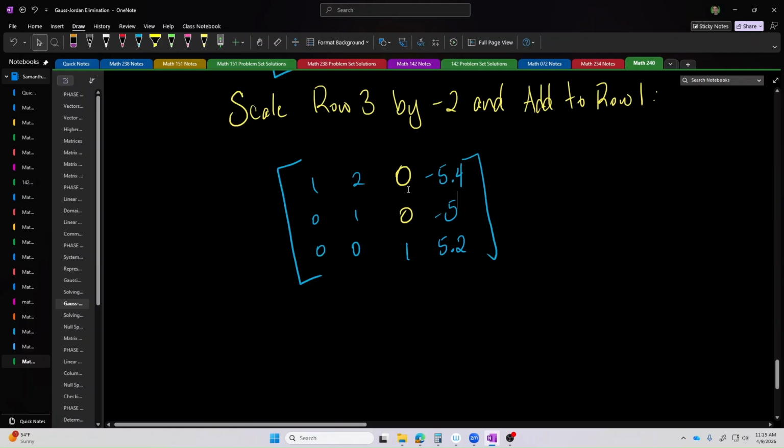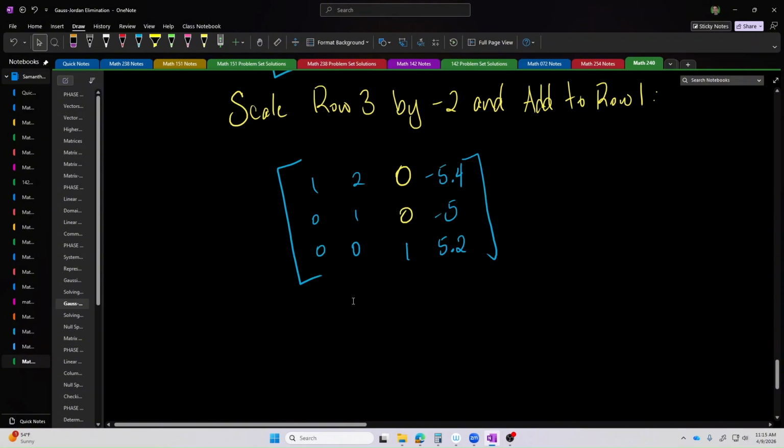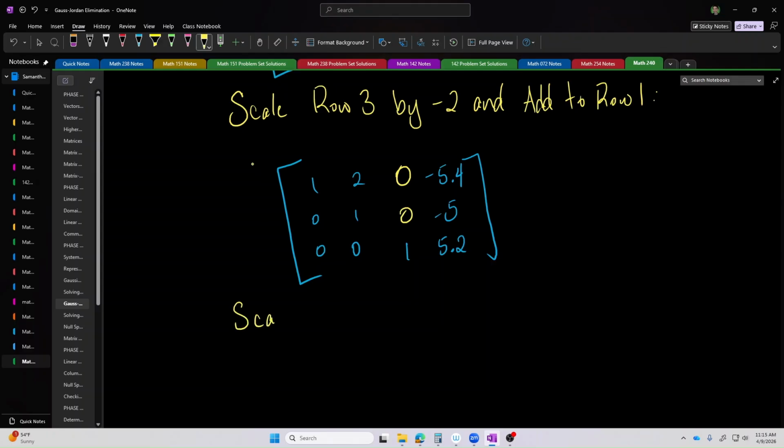Having done that, I'm going to scooch over to the next column on the left, column number 2, and I'm going to try and clear out this entry above 1 in the second column. So to that end, I'm going to create a pair of opposite terms that will cancel out when added together. I'm going to go ahead and scale row number 2 by a value of minus 2, and I'm going to add that up into the first row.